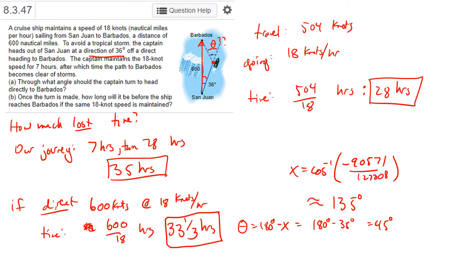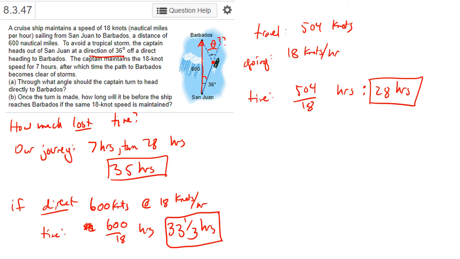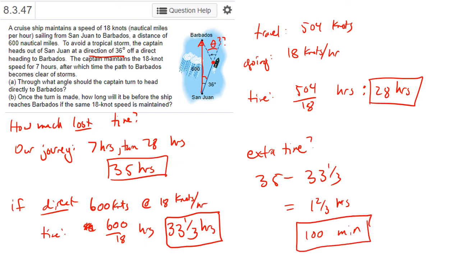Okay, so how much time did we lose by sailing around the storm? Instead of taking 33 1/3 hours, it took us 35 hours. The extra time is just the difference between them. And that's just 1 2/3 hours, or 100 minutes, an hour and 40 minutes. So over the scope of a day and a half, roughly, of a journey, we only lost about an hour and 40 minutes by going around the storm. It's not that big of a deal.